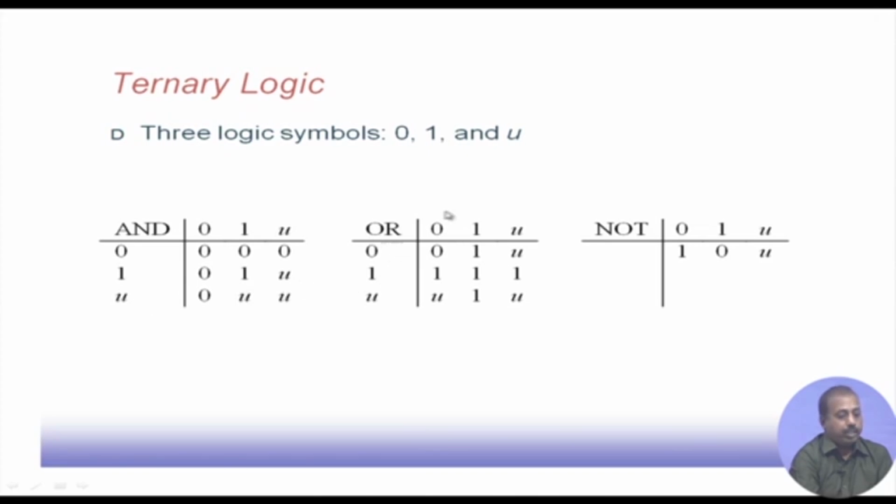Similarly, for the OR gate, we can make the corresponding logic table. So, 0 and U is U, 1 and U is 1, because whatever be the value of U, it will become 1. Similarly, NOT: 0 converts to 1, 1 converts to 0, but U remains U only.